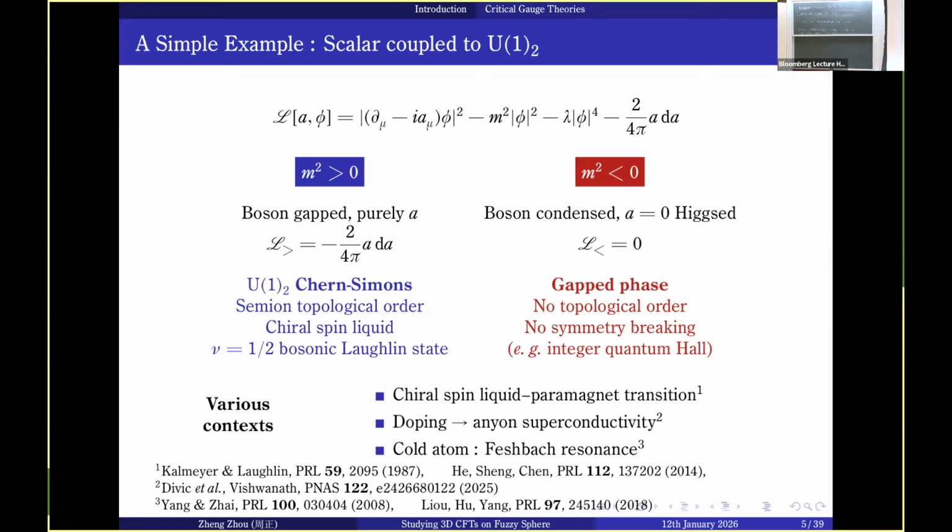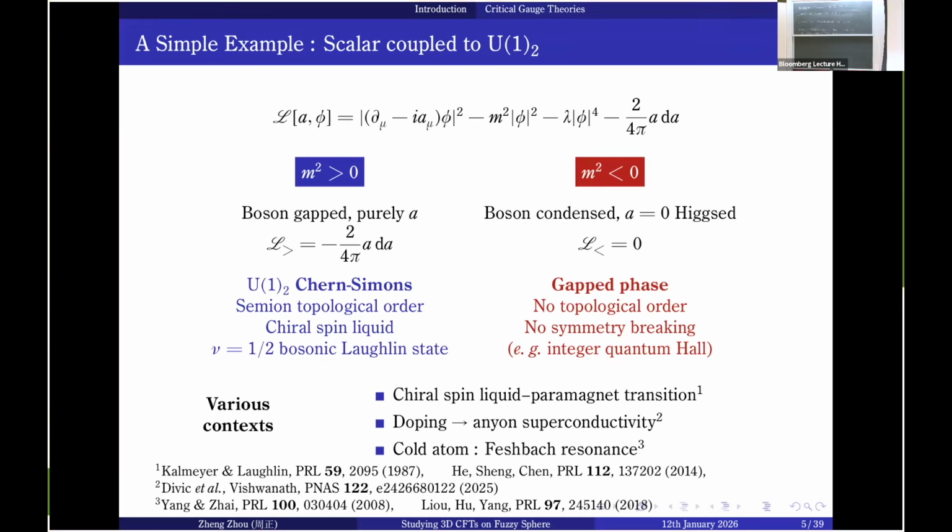So when m squared is positive, the bosons are gapped, which leaves us with a pure U(1) level 2 Chern-Simons theory. This gives us a symmetry topological order. And depending on different contexts, it can describe the chiral spin liquid or the nu equals half bosonic Laughlin state. On the other hand, when m squared is negative, the condensation of the bosons Higgses the gauge field A completely, which gives us a trivially gapped phase.